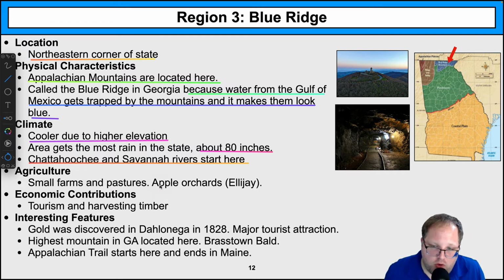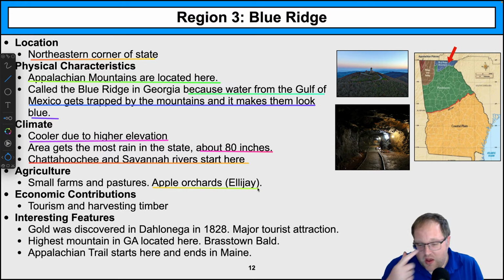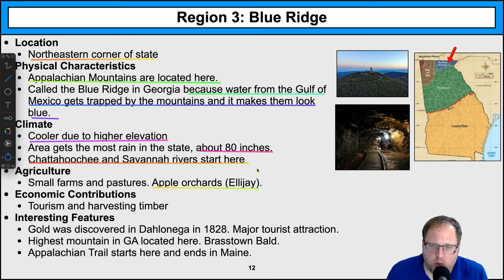One of the few sort of famous products that's produced here, there is a place up in the Blue Ridge Mountains called Ellijay, and in Ellijay, they are famous for their apple orchards. To make money in this region, we want to know that the people here rely very heavily on tourism and, once again, forestry or harvesting timber.